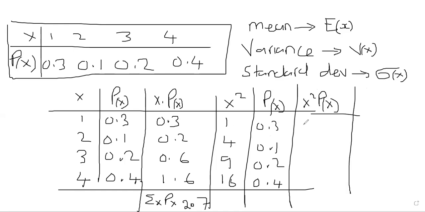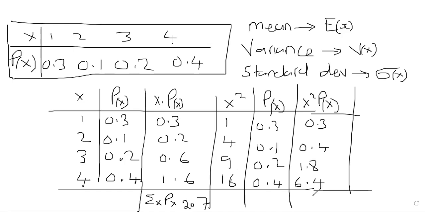So 1 times 0.3, do 0.3. 4 times 0.1, do 0.4. 9 times 0.2, do 1.8. And finally, 16 times 0.4. So this is 24, 32. Then here we have 6.4.